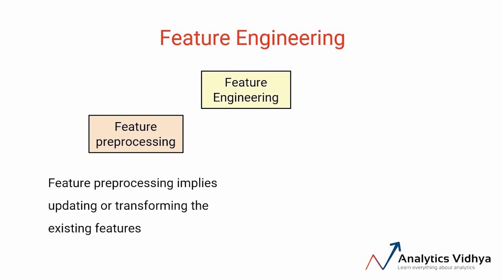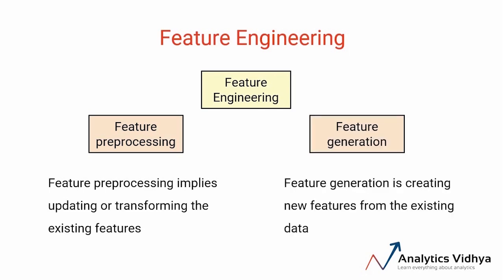Feature preprocessing refers to changing, updating, or transforming the existing features. In this case, we're not creating any new features, but making the same features more informative. We'll talk about different feature preprocessing methods in the later part of this video. The other category is feature generation. This is where we generate new features from the existing features.